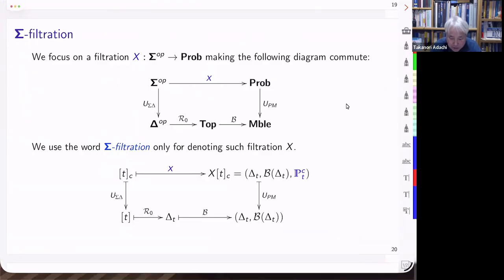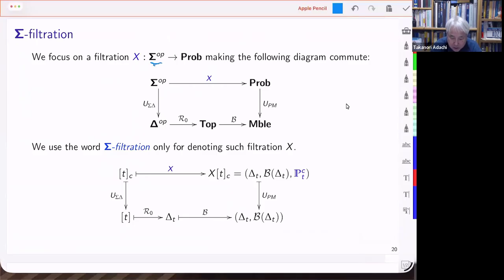You remember the sigma filtration is a functor from the time domain to Prob, which is a category of probability spaces. And then we have the X as filtrations. Then we have the following diagram commute. Here X is the filtration, and this is a forgetful functor from sigma to delta. So it's dropping the context.